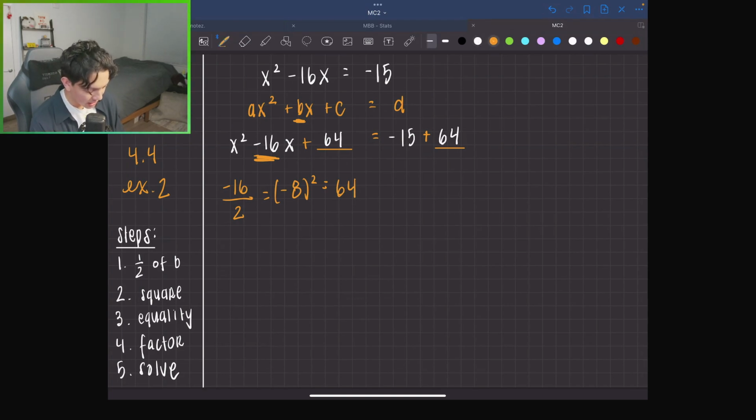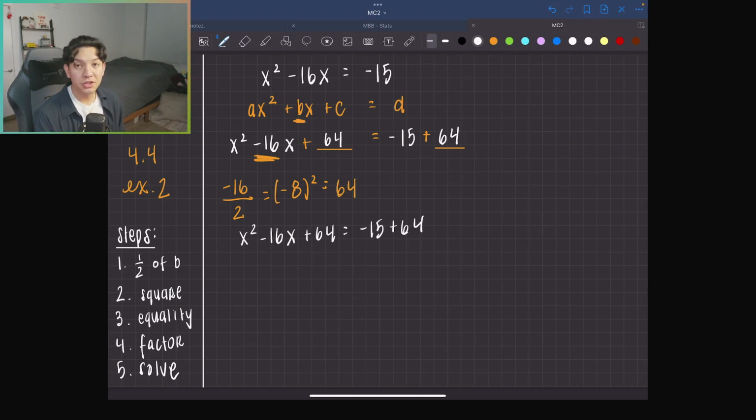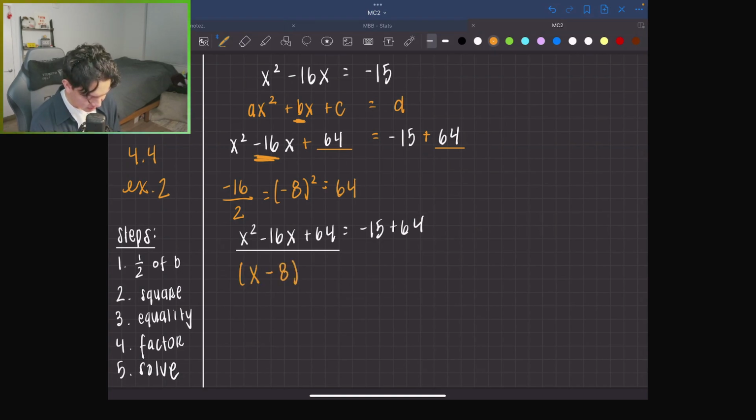So now let's go ahead and rewrite this so it looks nice and neat. We have x squared minus 16x plus 64 equals negative 15 plus 64. We can do multiple things here. On the left side of the equation, we have a perfect square trinomial. Since we have a perfect square trinomial, we can go ahead and factor it. So let's factor this. We have x minus 8 squared. Remember, we're taking this same value and just plugging it in right over here. So x minus 8 squared is going to equal negative 15 plus 64.